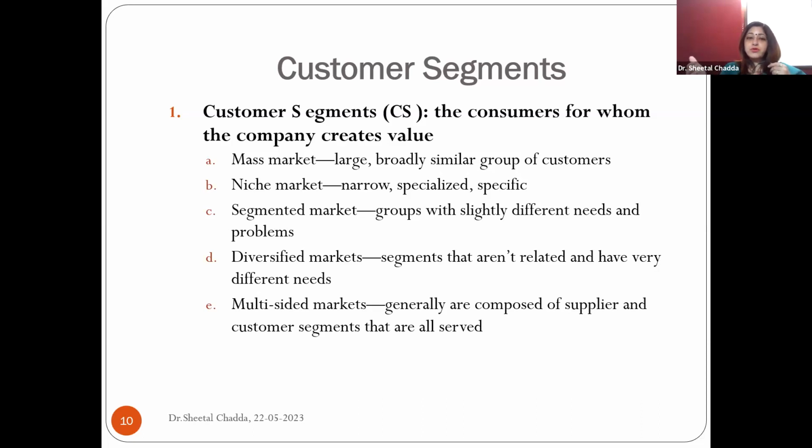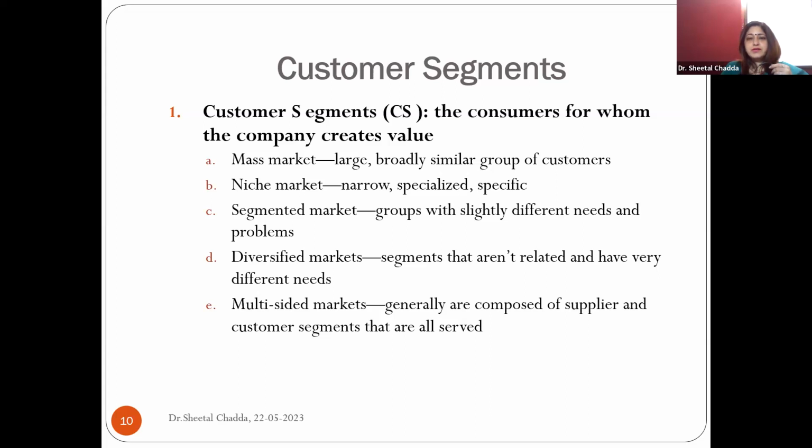You are targeting the mass market, or the niche segment, or you have segmentation. That means you allocate your products differently to different kinds of segments. Segmentation is when you have a group of people who have similar needs within the group, but outside the group they are different. Then similarly, you have the diversified market. These are segments which are not related, and they have different kinds of needs. So ultimately we are trying to understand whom we are trying to satisfy, or whom we are trying to provide the value to. Then you have the multi-sided market. These are the different kinds of suppliers and customer segments that are well served.